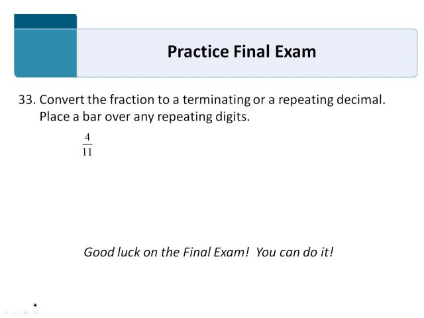Convert the fraction to a terminating or a repeating decimal. Place a bar over any repeating digits. So we do 4 divided by 11 in our handy dandy calculator, and you get 0.36363636 forever and ever. So you have to put a bar over the 3, 6 because that is what repeats.